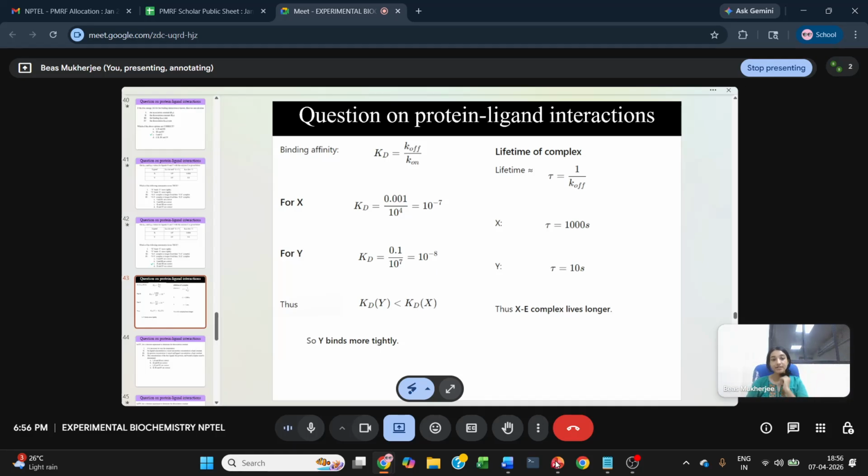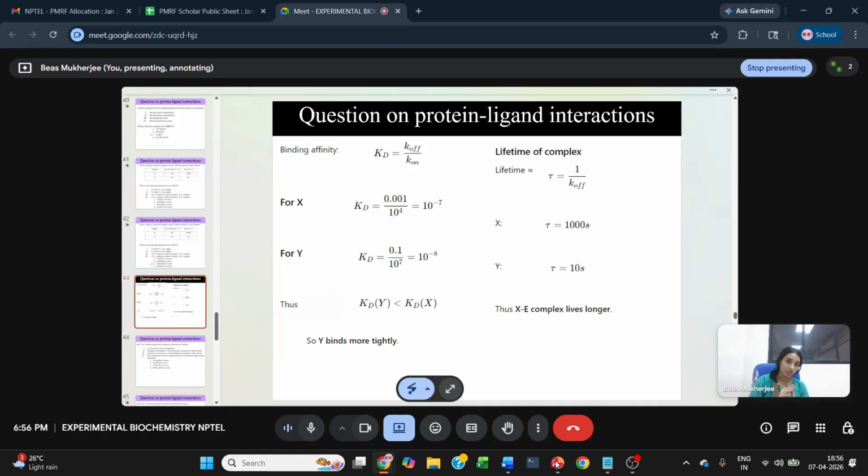So Kd, we know that it is K off by K on. It is a measure of how tight binding the complex has. So for X it is 10 to the power minus 7. For Y it is 10 to the power minus 8. So that means Y is definitely smaller. That means Y is binding tighter, right? So Y binds more tightly. That is the conclusion.